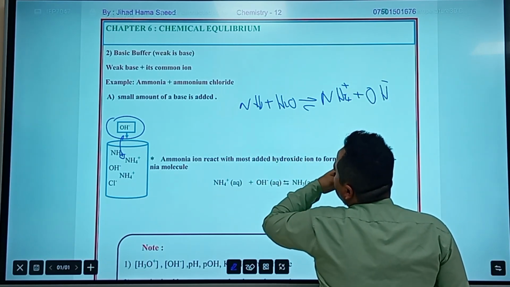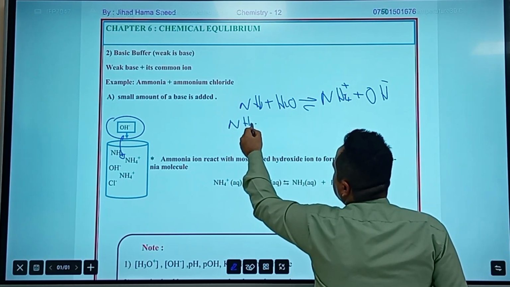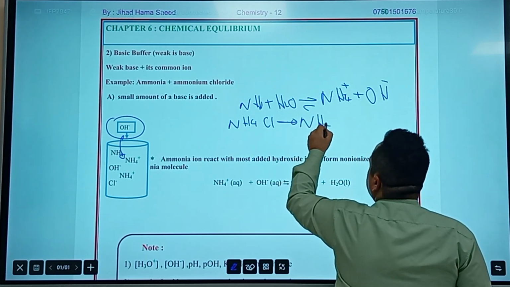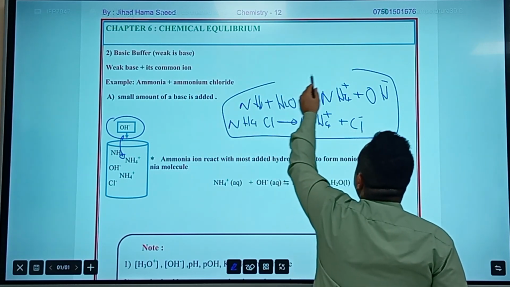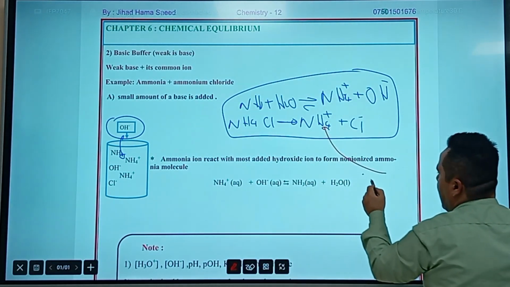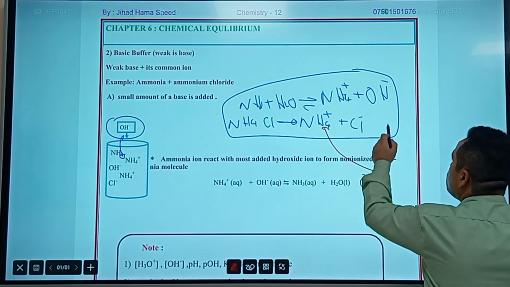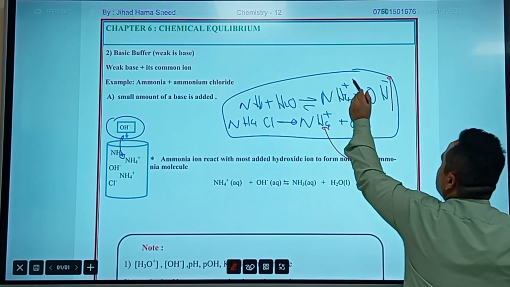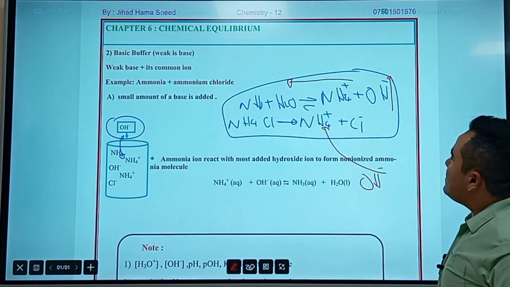A salt that contains the ion of ammonium, for example NH4Cl, dissociates to form ammonium plus Cl. This is the buffer solution. What do we add into this solution? Hydroxide. Hydroxide means strong base. Hydroxide will increase the concentration of hydroxide initially, and then the increased hydroxide shifts the reaction toward the reactant side.